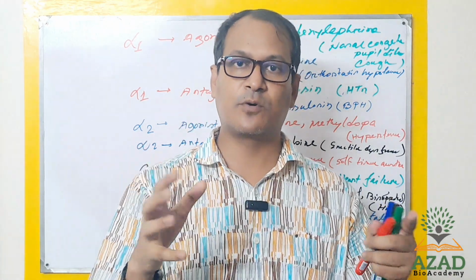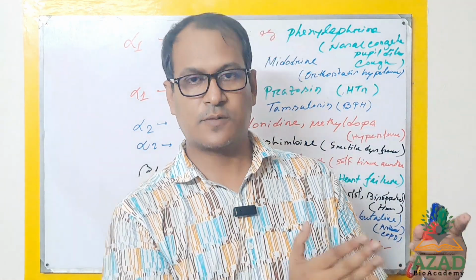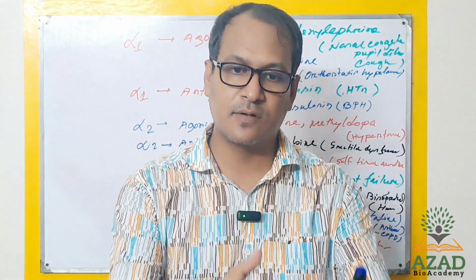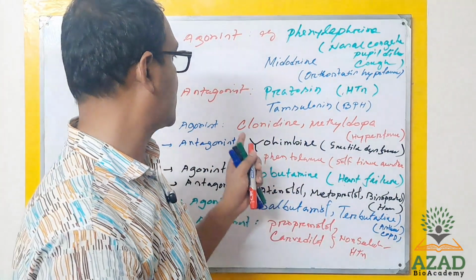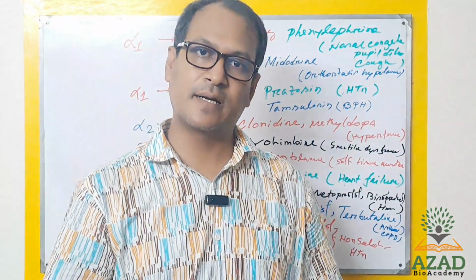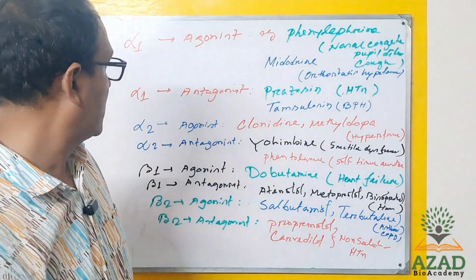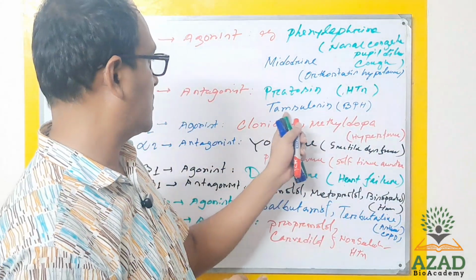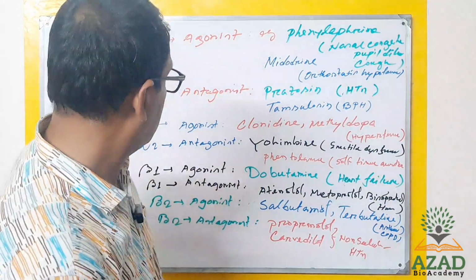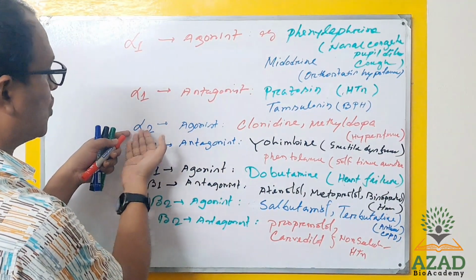That means it will promote your urination. It will remove the hindrance to urination. So that can be a good choice for patients suffering from prostate gland enlargement. Okay, so this is the special use of tamsulosin. Now come to the next one, that is the alpha 2 agonist.